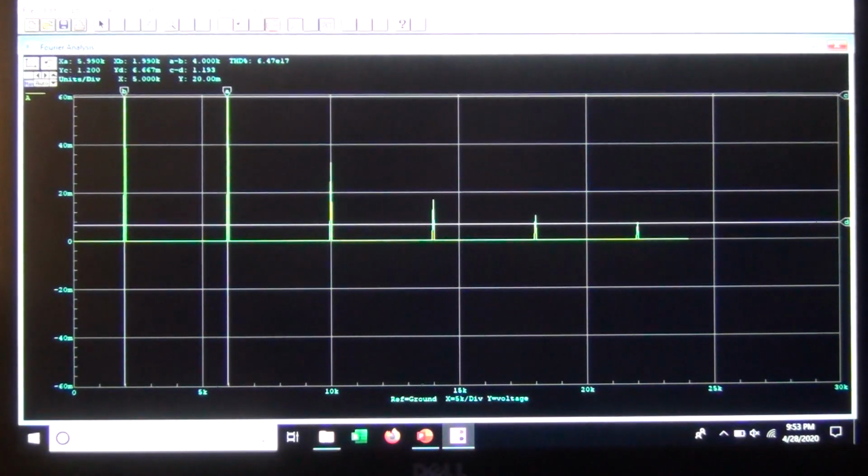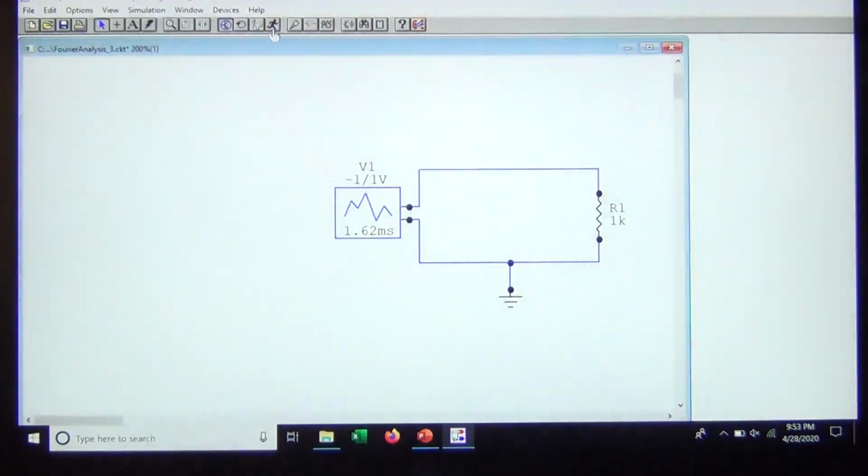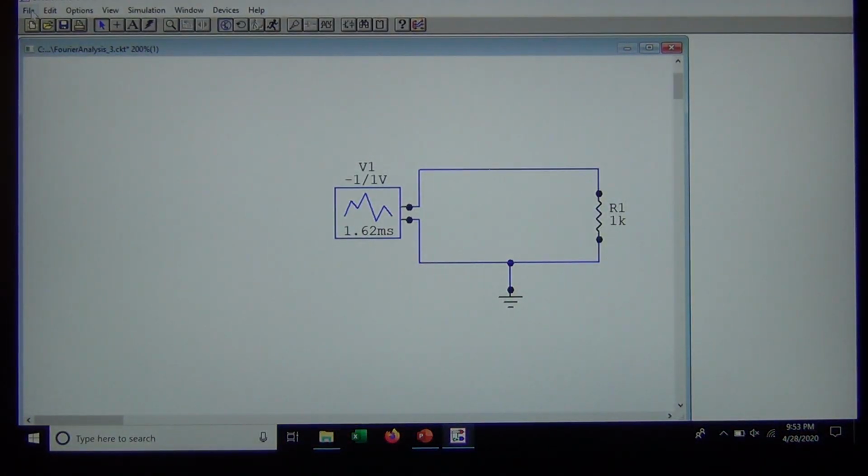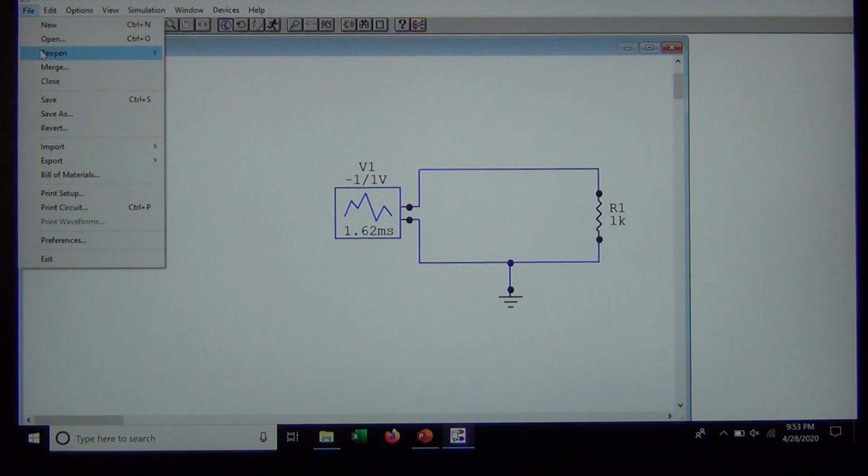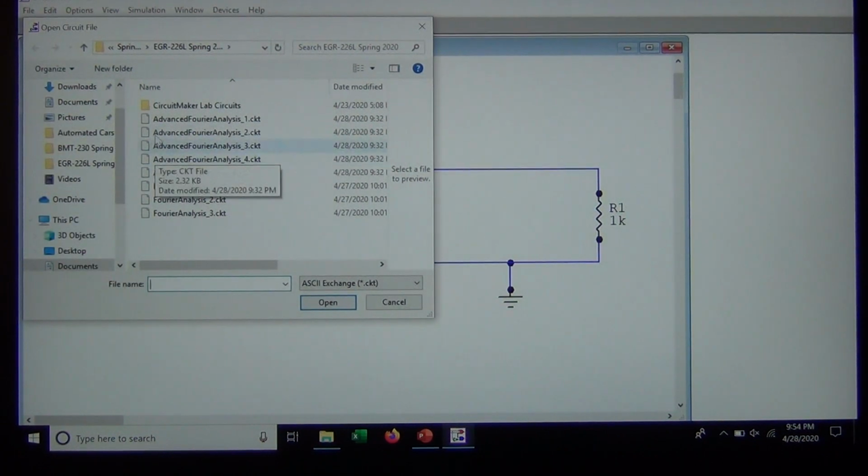Okay, so I'm going to stop that. Now, what I'm going to do is some advanced Fourier analysis, which is not in the screenshots, but let's take a look at what I've got here. So, advanced Fourier analysis number 1.